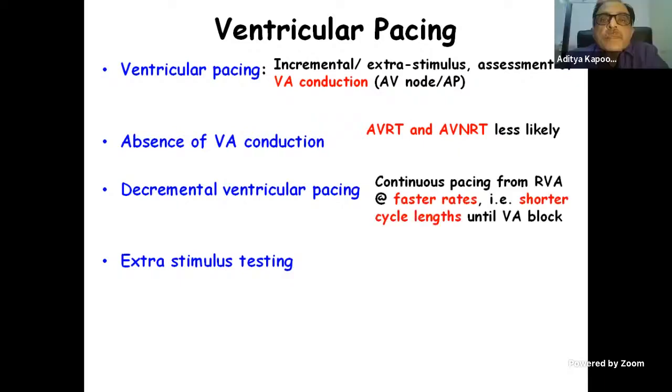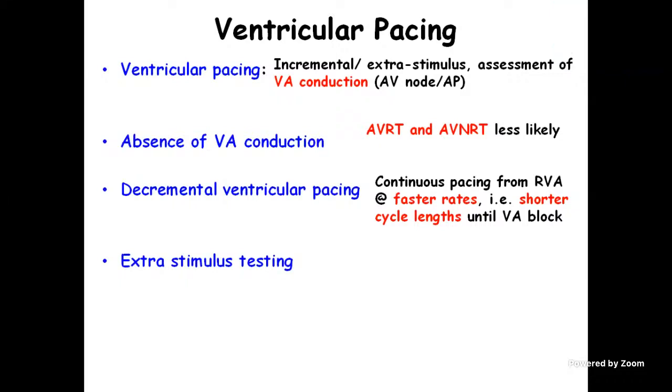And decremental VA pacing basically means that you pace from the RV at faster rates, that is shorter cycle length.